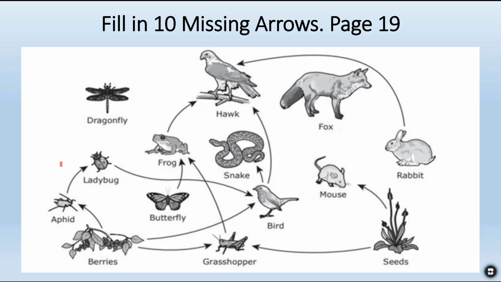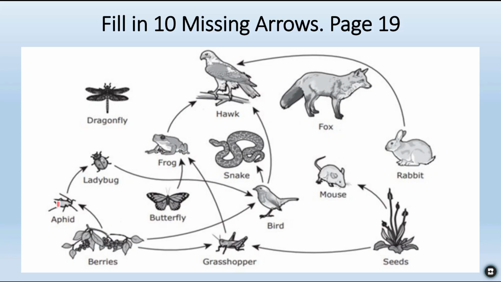Now, on page 19 of your journals, you have a missing food web, a little food web that looks a little empty. We see a couple of arrows showing us some energy movement, but there's a lot of blank spaces here. So what I want us to do right now is fill in those missing arrows.